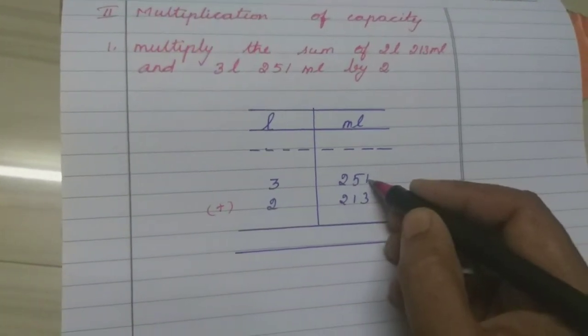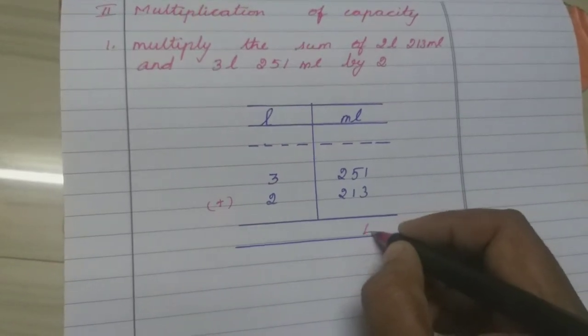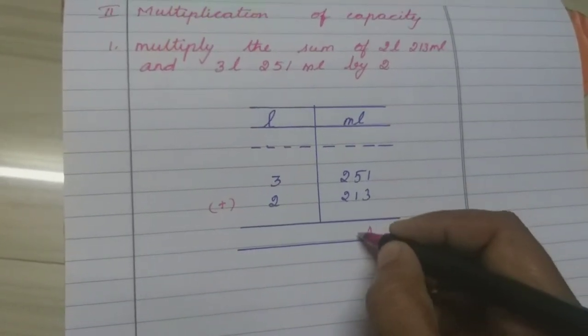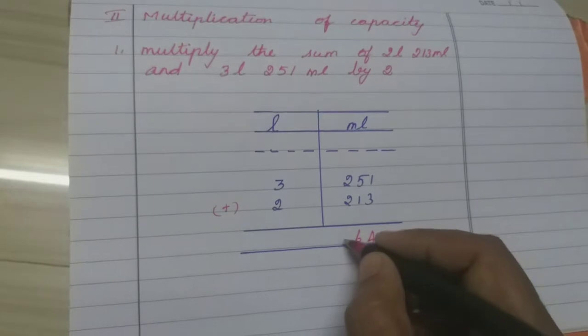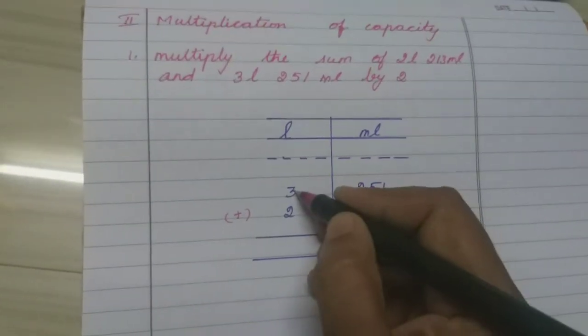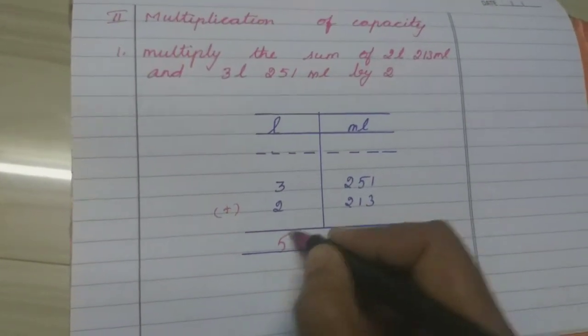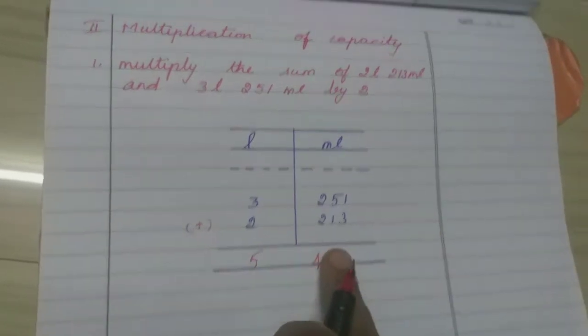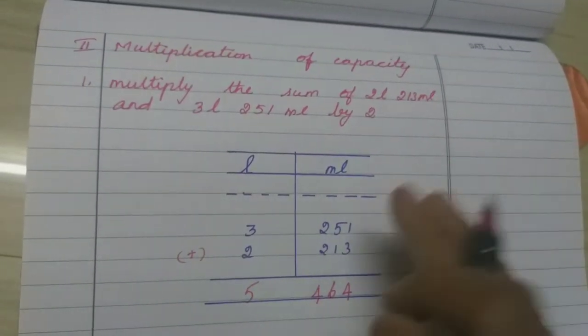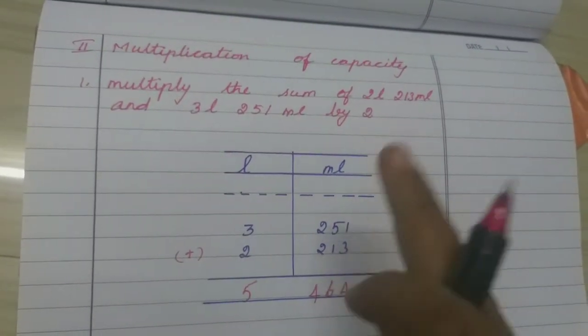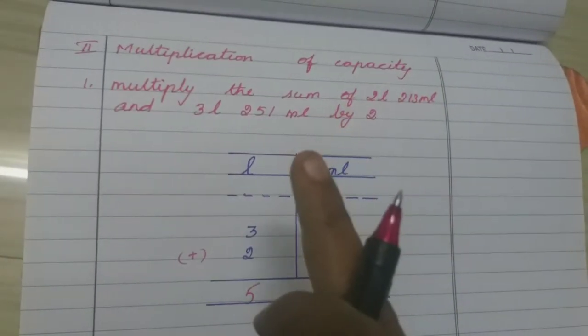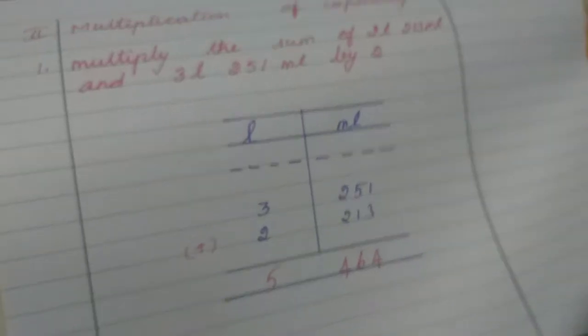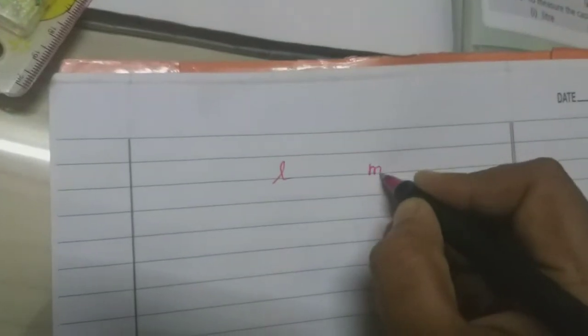Okay. And 1 plus 3, 4. 5 plus 1, 6. 2 plus 2, 4. 3 plus 2, 5. So this is the answer of sum of, isn't it? After you got the answer of sum of, you should multiply by 2. So 5 liter 464 milliliter. Here you should write the liter and milliliter.